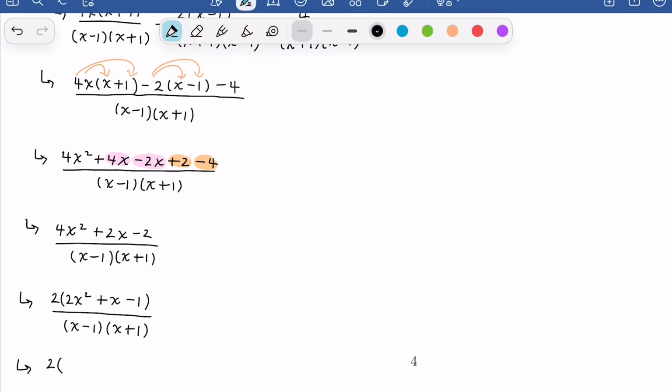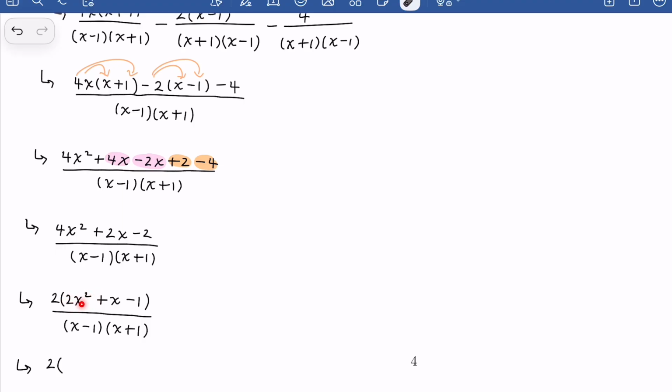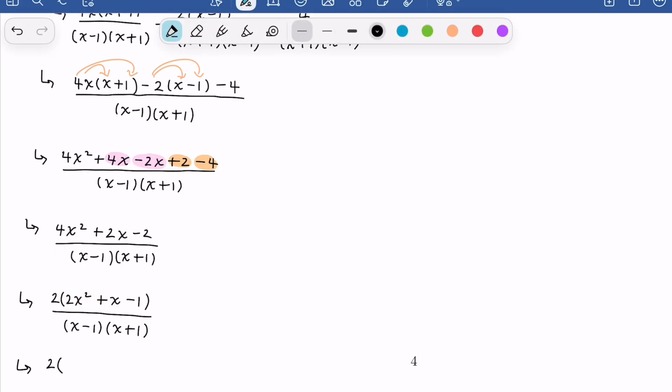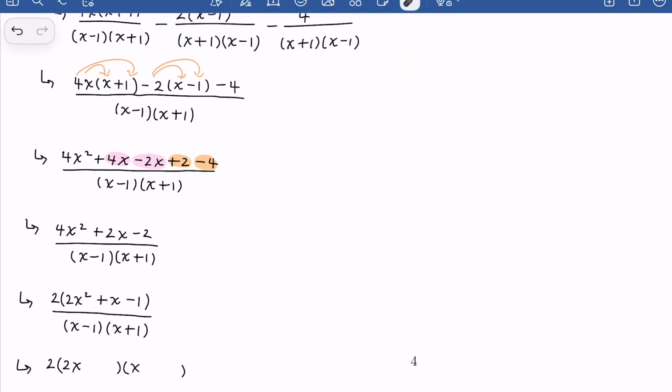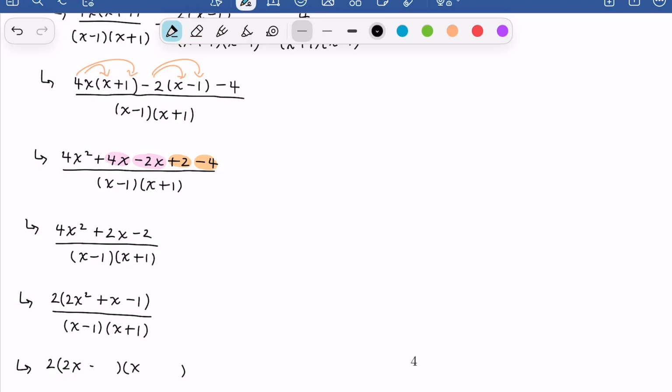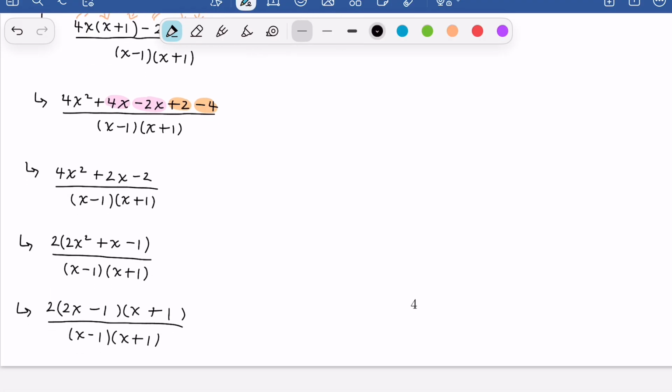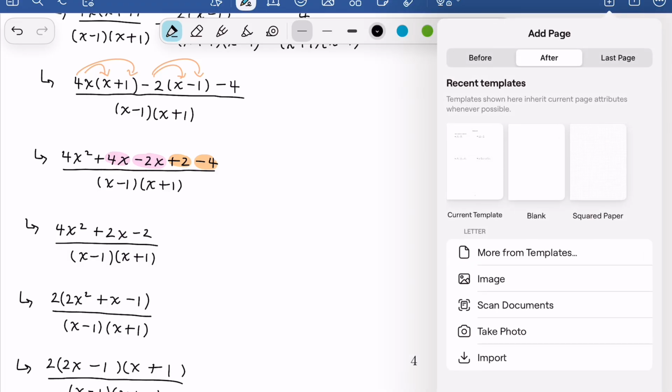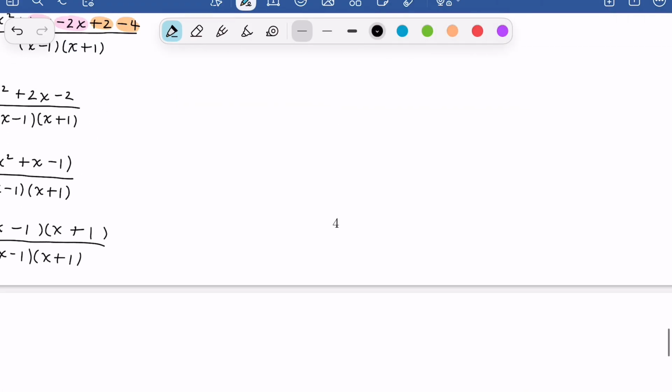We're going to have this 2 on the outside, and we know that our first two values are going to be 2x and x, so we can get that 2x squared. Now we need two numbers that are going to multiply to give us a -1 and add to give us a +1. So those two values are going to be -1 and +1. Now we still have our LCD here, so x minus 1 times x plus 1. Let me add a page here. I don't know if you can see the very bottom.